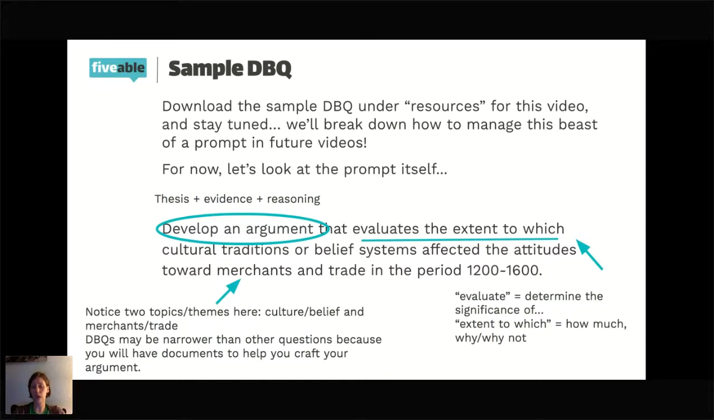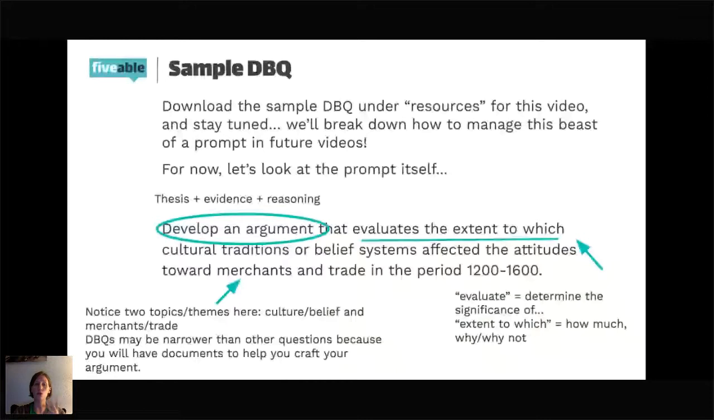once you have analyzed this prompt, right, you want to jump into the documents themselves. We're not going to go through all 7 documents tonight because I'm already keeping my East Coast friends up way later than I really like to. And at some point, we're all going to need to get some sleep before we write a DBQ in the morning. So let's take a look at one document.